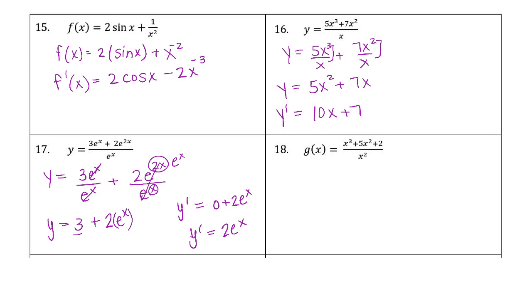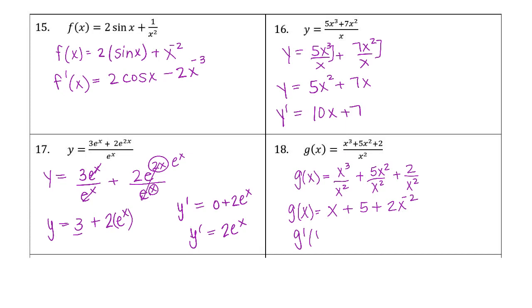Okay, so same for this one. Let's divide this up into different fractions. And so we're going to have g of x equals, and this is going to be x cubed over x squared plus 5x squared over x squared plus 2 over x squared. And then you can go through and simplify. So we have x plus 5 plus 2x to the negative 2. And now we're ready to write out our derivative. So we have 1, and that 5 is going to go to a 0, derivative of a constant 0, minus 4x to the negative 3.